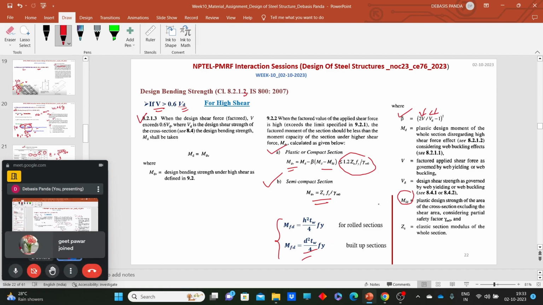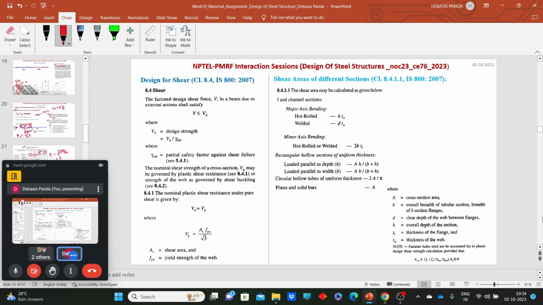So for high shear and for low shear, we can calculate the design bending strength for both cases. Now, how can we calculate the shear? We need to ensure the shear also, because due to the transverse loading, mainly the bending moment and shear forces will occur. So how can we calculate the design shear? Clause 8.4 of IS 800 gives the details about the design shear strength. The value of VD is nothing but Vn, the nominal shear capacity, divided by gamma m naught, the factor of safety against shear failure.